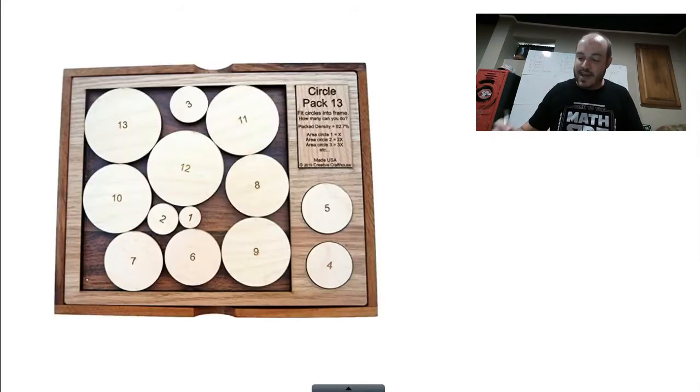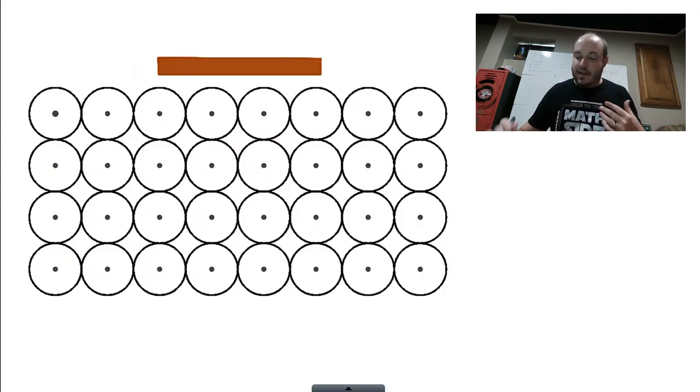In fact, they've even made games about it, like this one right here called Circle Pack 13, where you can see the whole point of the game is to see how many of the circles you can pack into a given space. And just like most of the other things, then they'll claim how smart you are based off of how many circles you were able to fit. Now, how do you move this into the math realm?